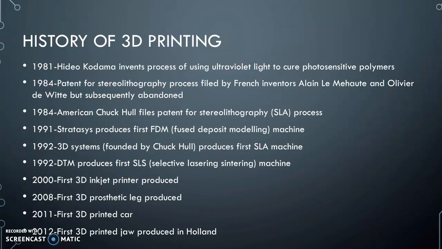In 1984, American inventor Chuck Hull filed a patent for the stereolithography process, also known as SLA. In 1991, the first fused deposition modeling machine was invented. In 1992, 3D Systems, the company founded by Chuck Hull, produced the first SLA machine. In 1992, DTM produced the first selective laser sintering machine.